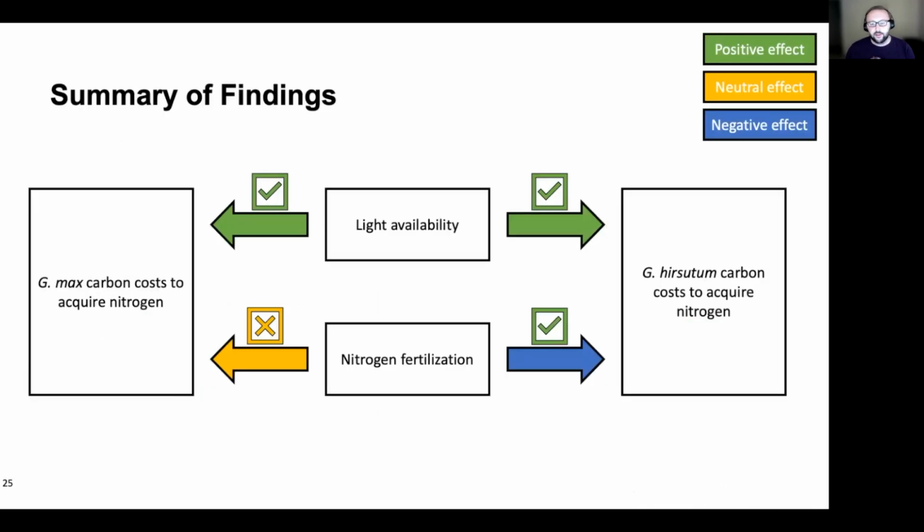So to put our findings together, we found that light availability increased carbon costs to acquire nitrogen in both species, which supported our hypothesis. We also found that nitrogen fertilization decreased carbon costs to acquire nitrogen in cotton, which also supported our hypothesis. However, we observed similar patterns in soybean, which did not support our hypothesis, where, again, our root nodulation data suggests that these patterns were likely due to a shift in the dominant mode of nitrogen acquisition away from nitrogen fixation to direct nitrogen uptake.